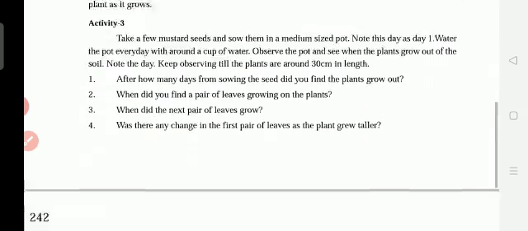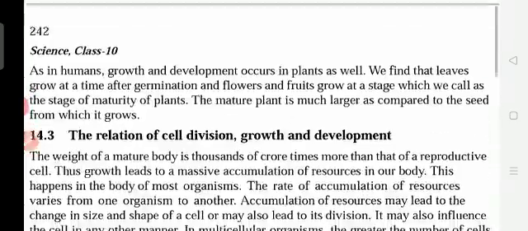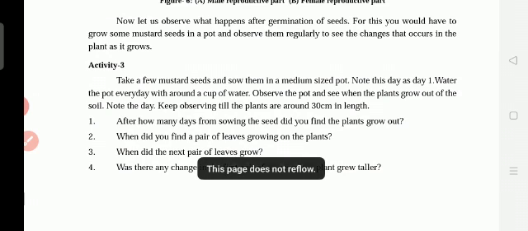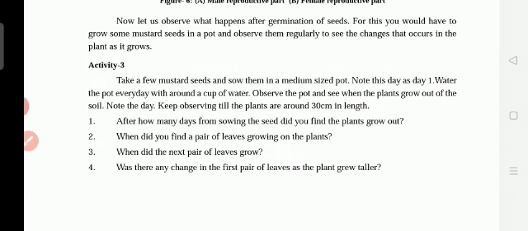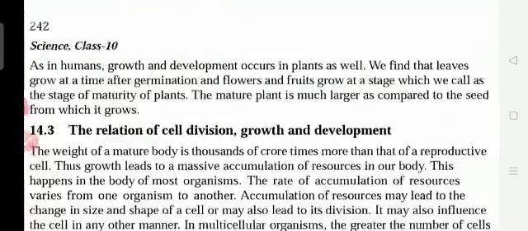So this is the one. Here you have done this in the project. They are asking to take the mustard seed and observe the growth. There is cell division taking place continuously. If there is growth in the plant or in the human body, it is a sign that continuous cell division is taking place.